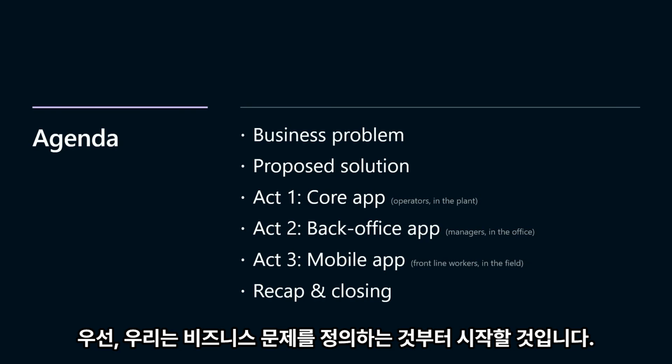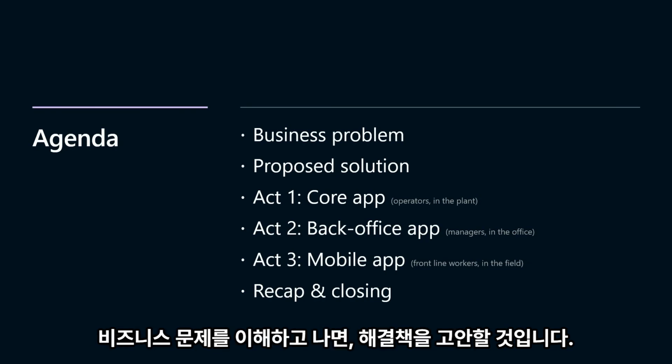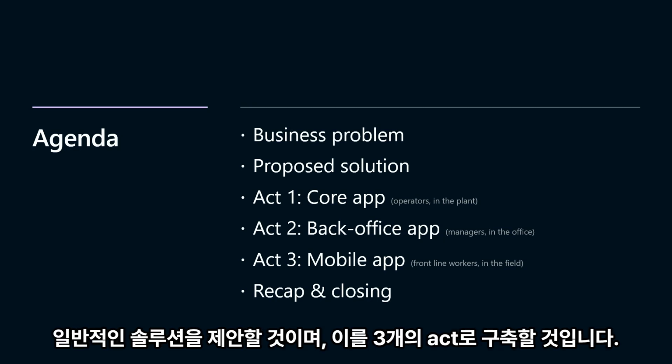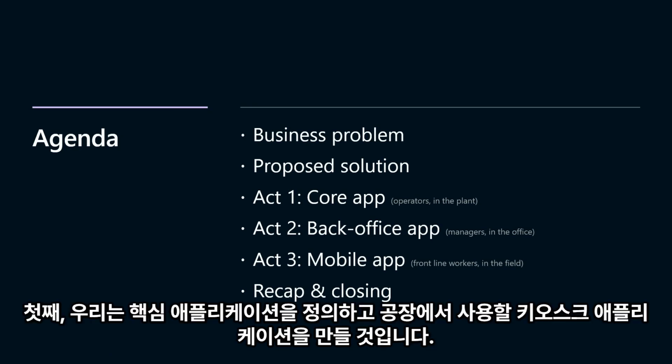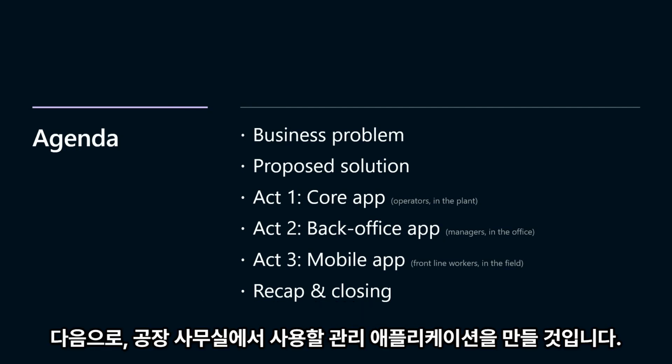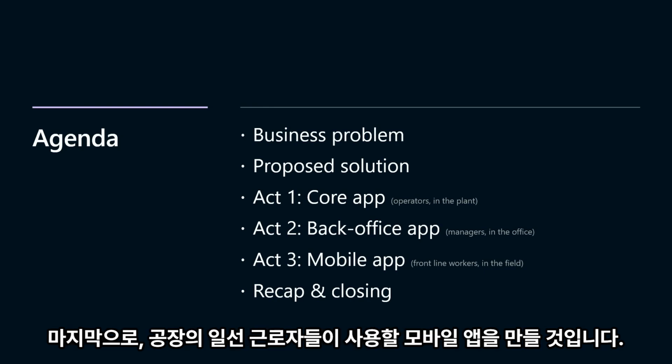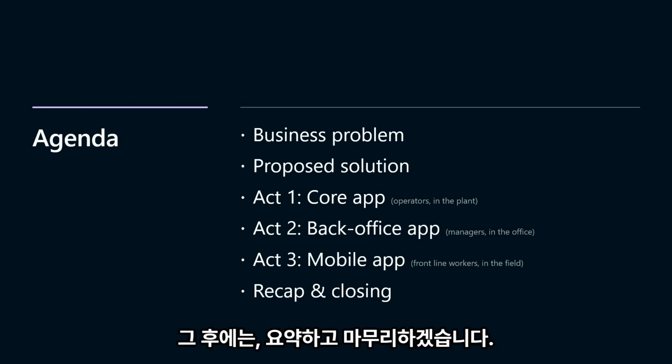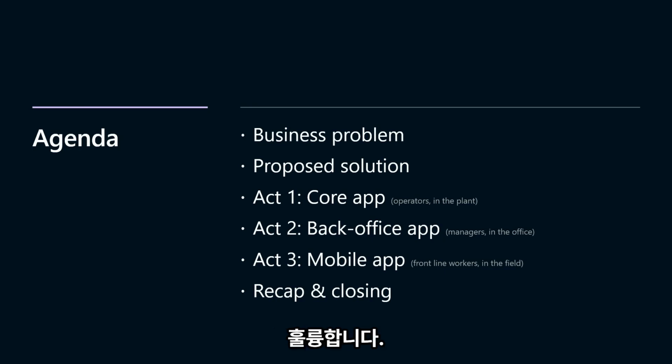First, we will start by defining a business problem. And once we understand the business problem, we will devise a solution. We'll propose a general solution, which we will build in 3 acts. First, we will define a core application and create a kiosk application to be used in a factory. Next, we will create a management application that will be used in the offices of the factory. And finally, we will create a mobile app that will be used by the frontline workers in the factory. And after that, we will recap and close. So how does that sound? Sounds good? Awesome. So let's get to it.